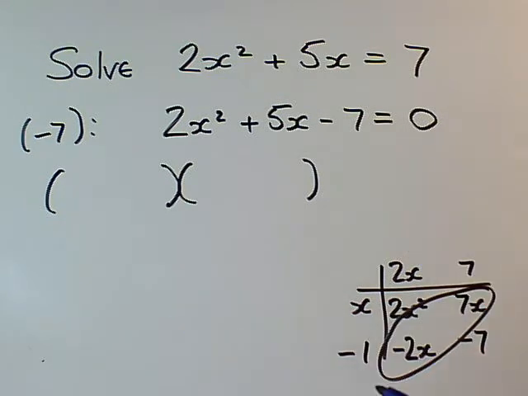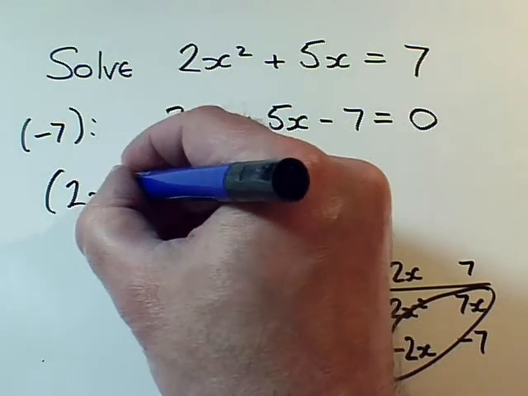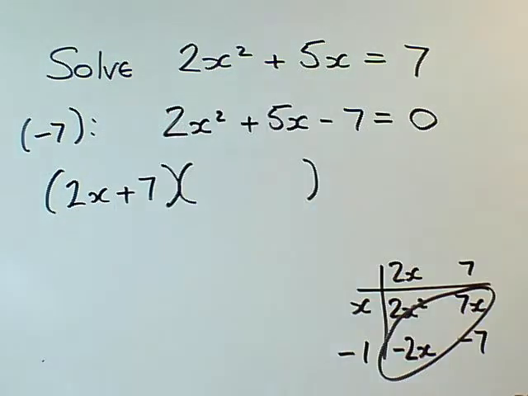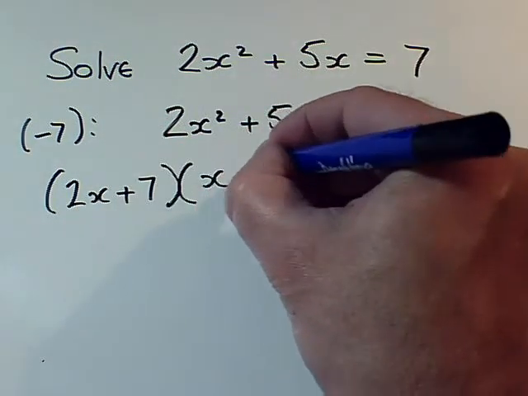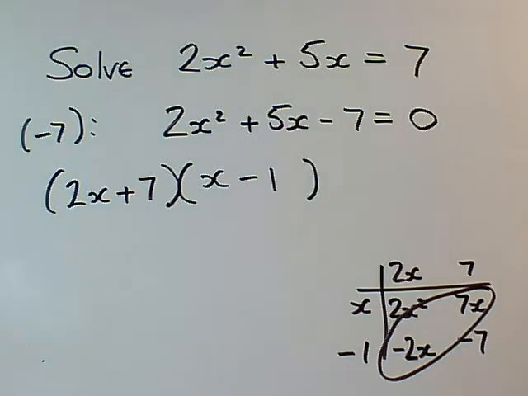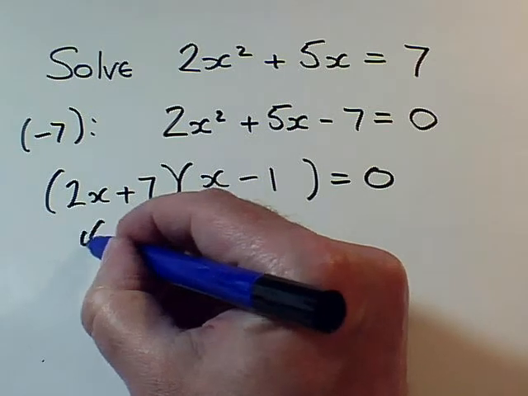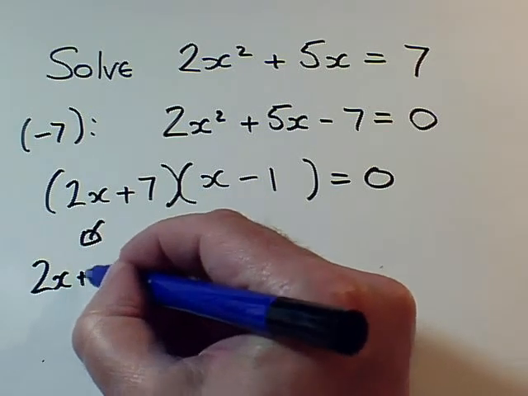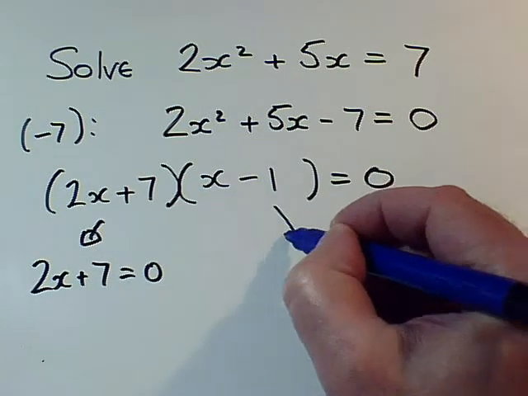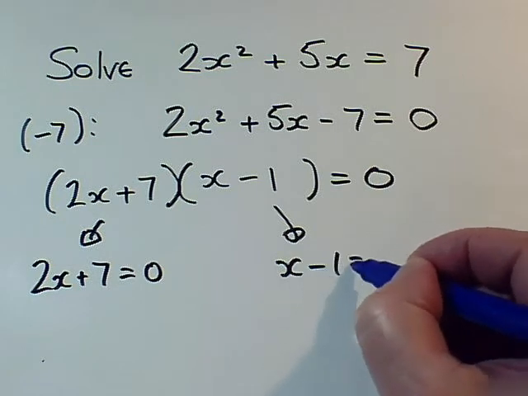So transfer it into the brackets. So 2x plus 7 times x minus 1. Get rid of the grid. This has got to equal 0. The possibilities are this thing equals 0, or this thing equals 0.